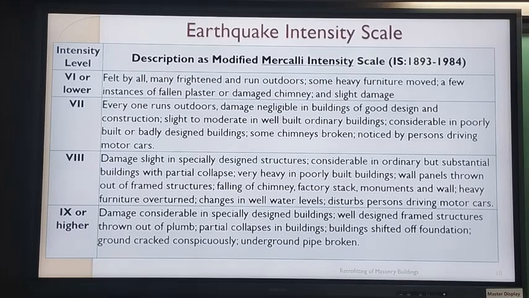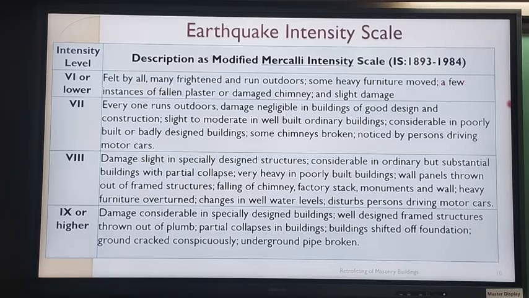Right? Now, I have a description of the modified Mercalli scale, and it just says, like, intensity 6, it is felt by all, many frightened, people run outdoors. Essentially, these are kind of observations of how people react, how people feel about it.